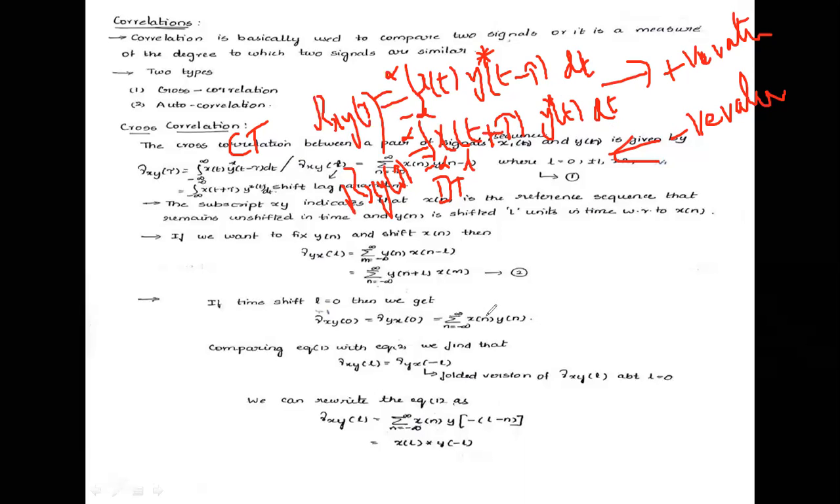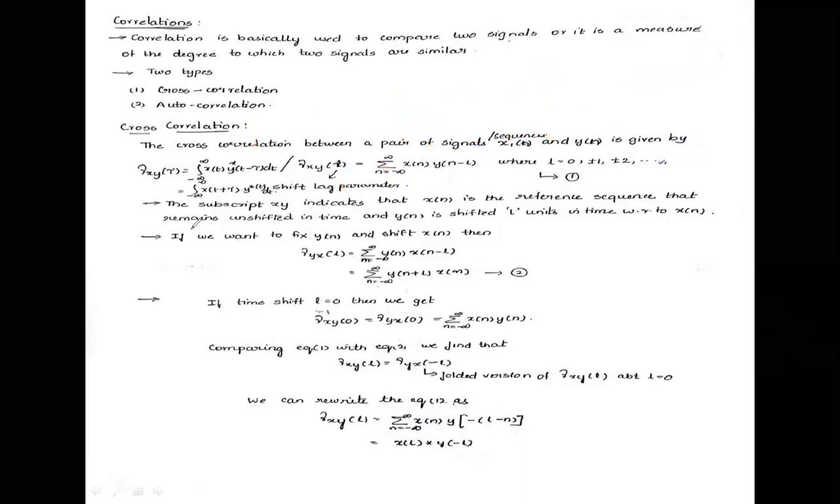Not the convolution, this one is a conjugate. Got it? So the integral from minus infinity to infinity of x of t plus tau into y star of t dt is shifted or lagged. The parameter is towards the left side for negative values, and plus is always advanced. The subscript xy indicates that x of n is the reference sequence that remains unshifted in time, and y of n is shifted by L units in time with respect to x of n.